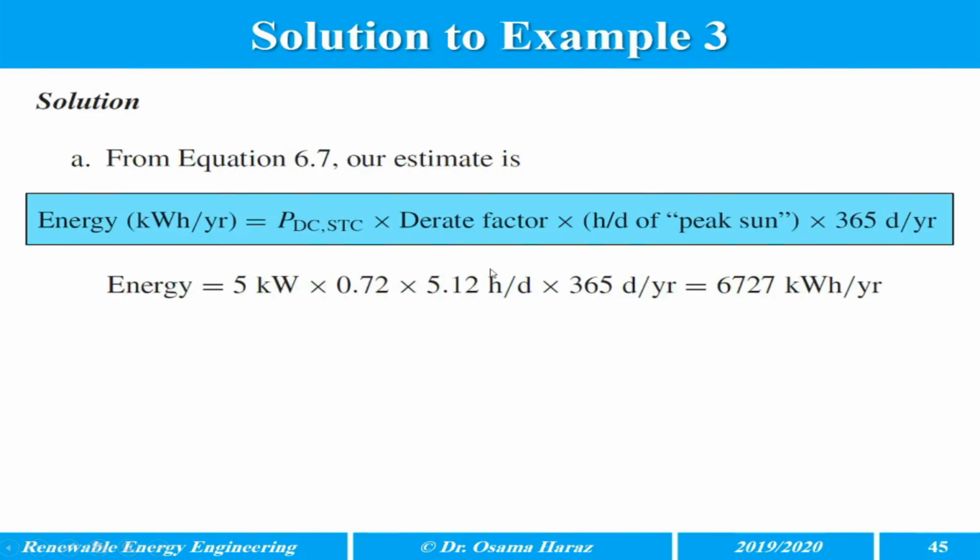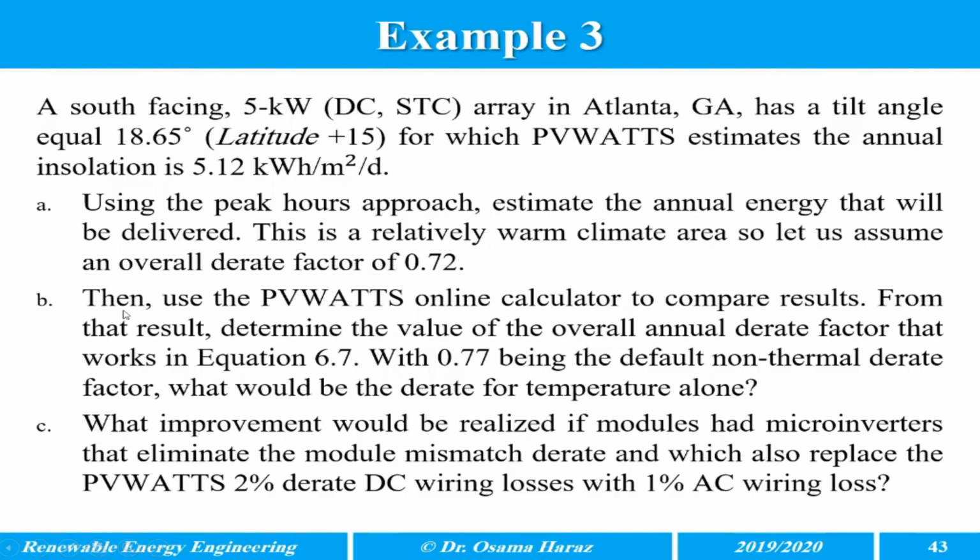Let's go back to the second part of this question. Then use the PVWatts online calculator. So we are going to use this PVWatts online calculator to compare the results, like what I did exactly before. From these results, determine the value of the overall annual derate factor that works in the equation, with 0.77 being the default non-thermal derate factor. What would be the derate factor for the thermal or the temperature alone?